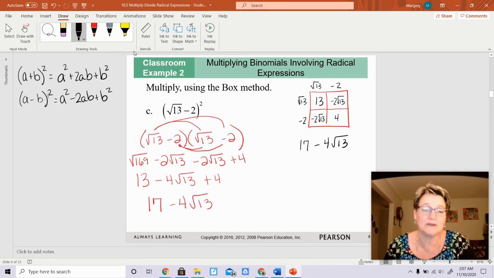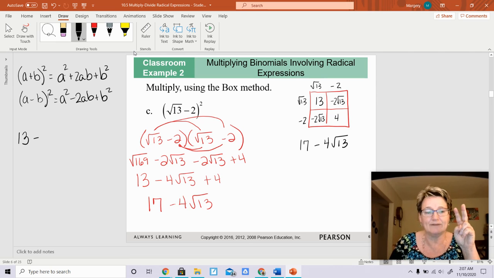So this is what you would do. You take the first term and you square it. So that gives you 13. You take this term times a negative 2, and then you multiply it by 2. So that gives you a negative 2 square roots of 13. You multiply it by 2, and it gives you a negative 4 square roots of 13.